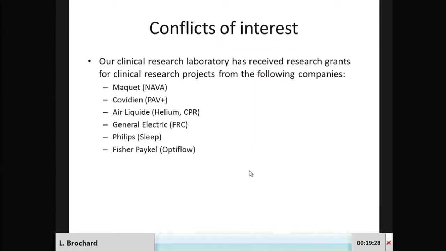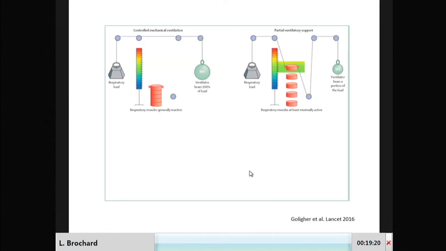So I've been working with a number of companies for collaboration and research. So let's go back to this issue of what is the effect of the support we give on the diaphragm. This is a schematic representation of the load and what the ventilator can do and what the muscles can do. Here would be controlled mechanical ventilation, so all the load is taken by the ventilator. The respiratory muscles are completely at rest.